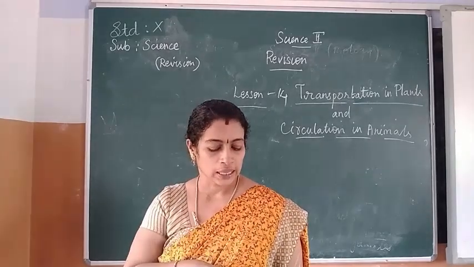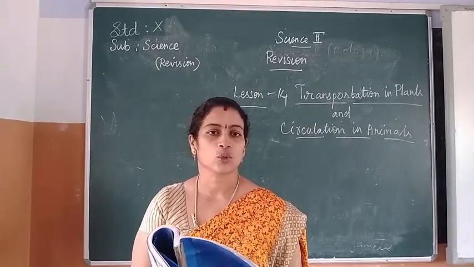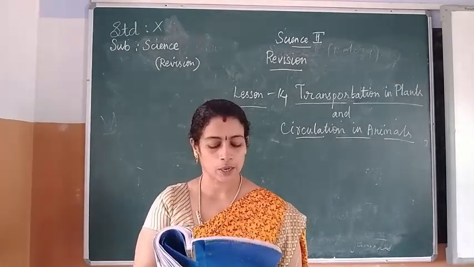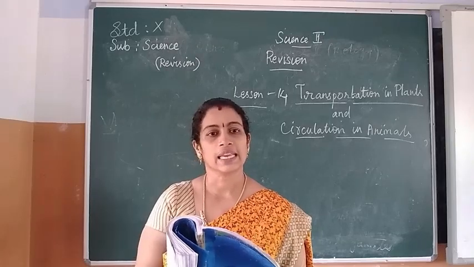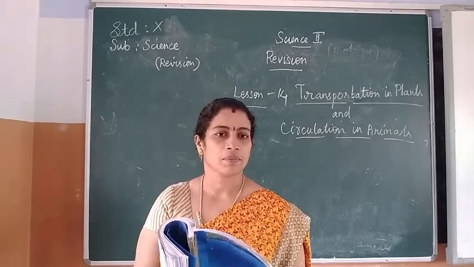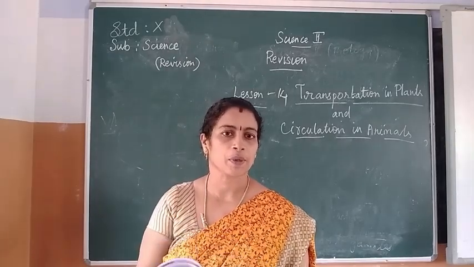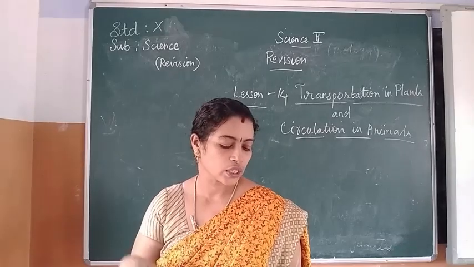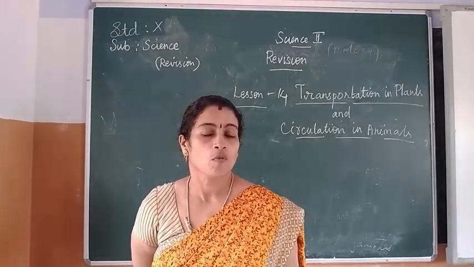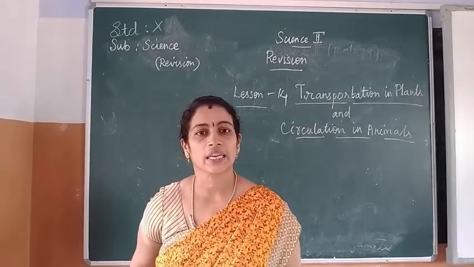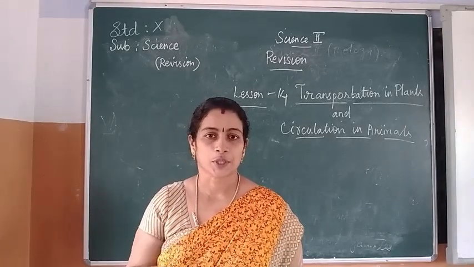T-R-A-N-S-P-I-R-A-T-I-O-N, transpiration. Then, water enters the root cells through a semi-permeable plasma membrane. S-E-M-I-P-E-R-M-E-A-B-L-E, semi-permeable plasma membrane. Then, the structure in the root that helps to absorb water is root hairs. Root hairs are the structure which helps in absorbing the water.